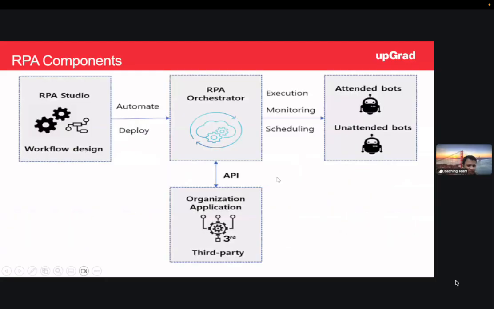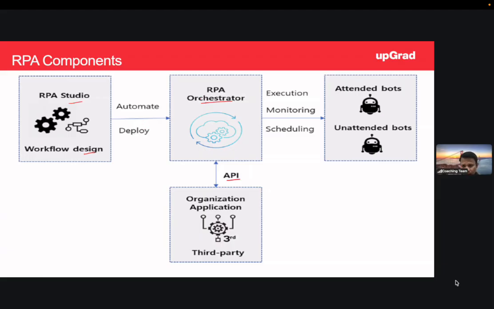This is another important point. Components of RPA. If you see the terms, I have Orchestrator, API services, RPA Studio. This is where I create my automation. A studio or a tool on my desktop or a workflow design. This is where I create my automation. I automate the activity, I deploy it.